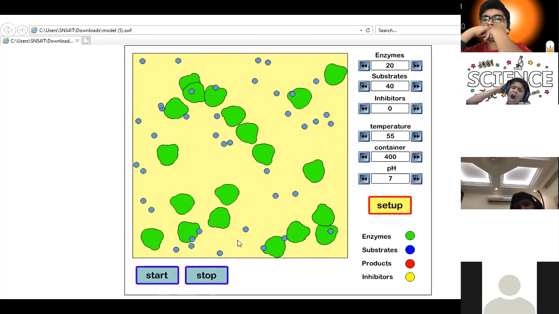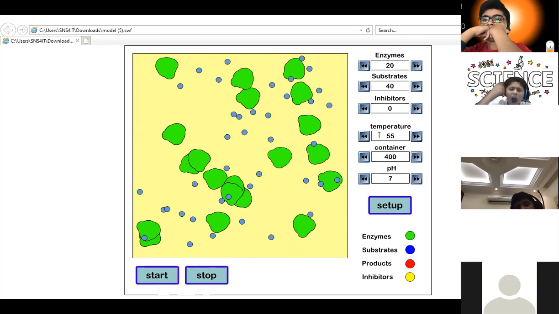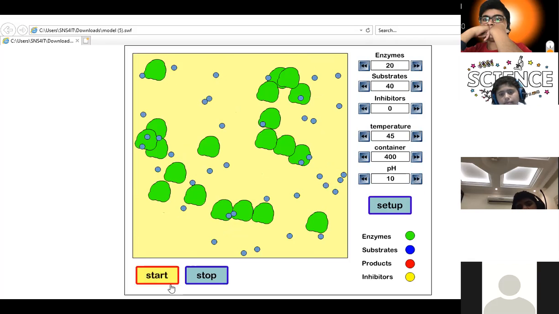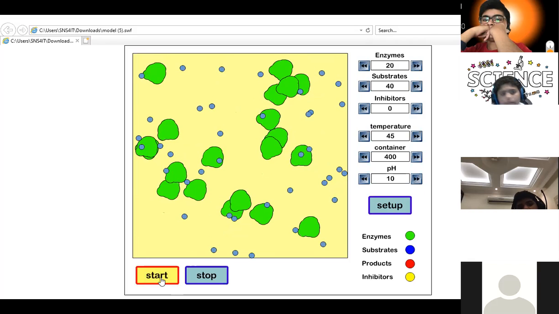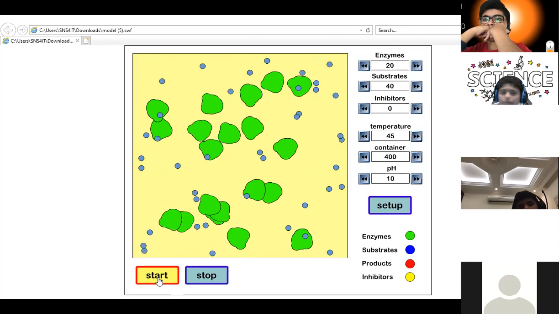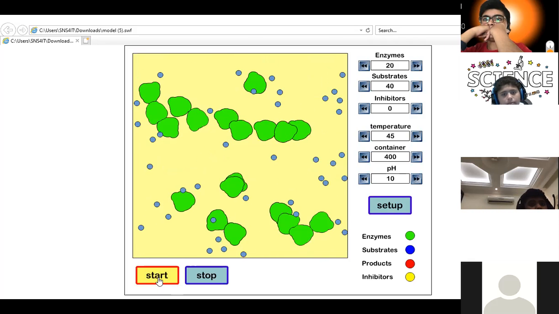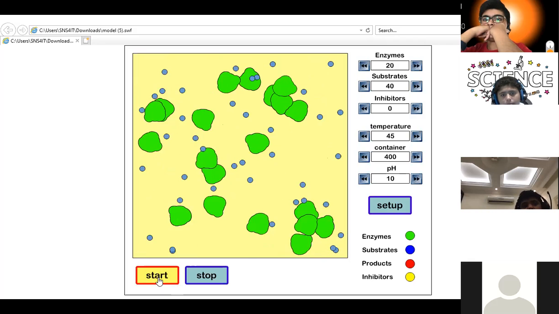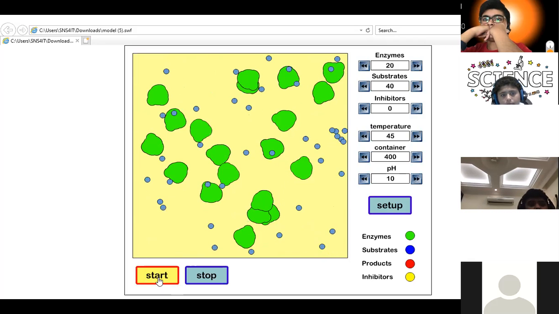Let me stop. Let's check if we have 45, but we have pH, which is 10. What's going to happen? If you disturb the pH, again, your enzymes will not be able to work.